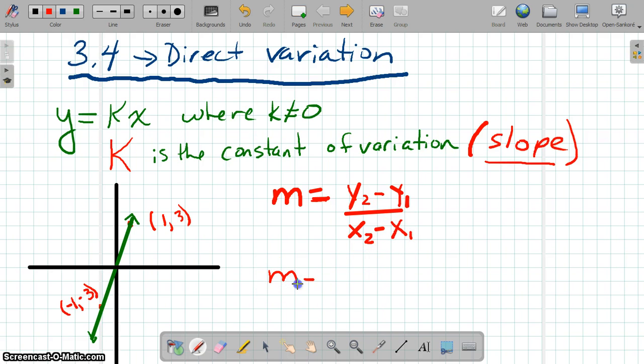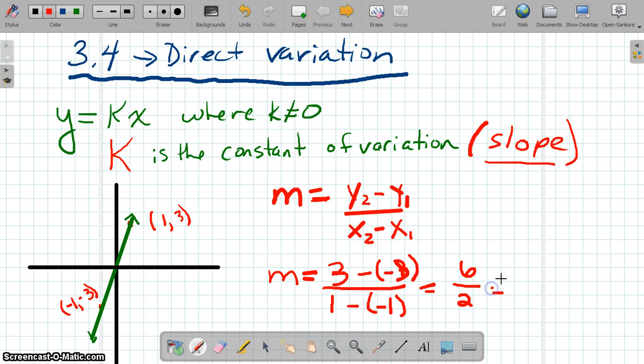So in this situation, we have to do a 3 minus a negative 3. So 3 minus a negative 3, over a 1 minus a negative 1. Okay, so when you calculate this out, you are going to get, change the sign and add, a 6 over a 2, which is a 3. Okay? So the slope of this direct variation is 3.